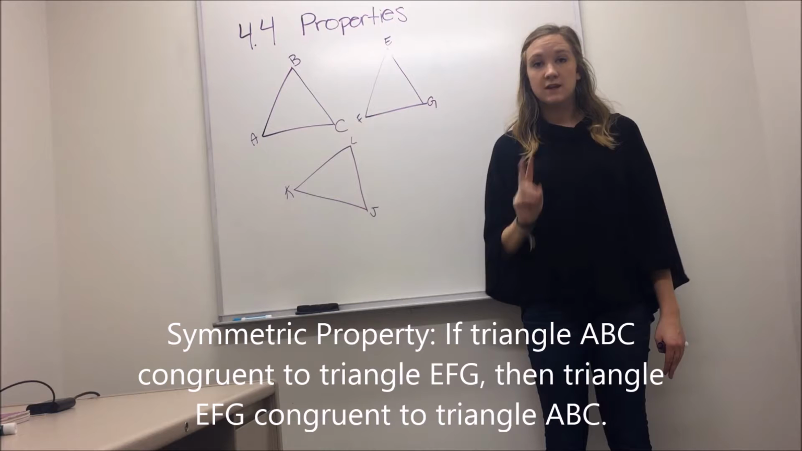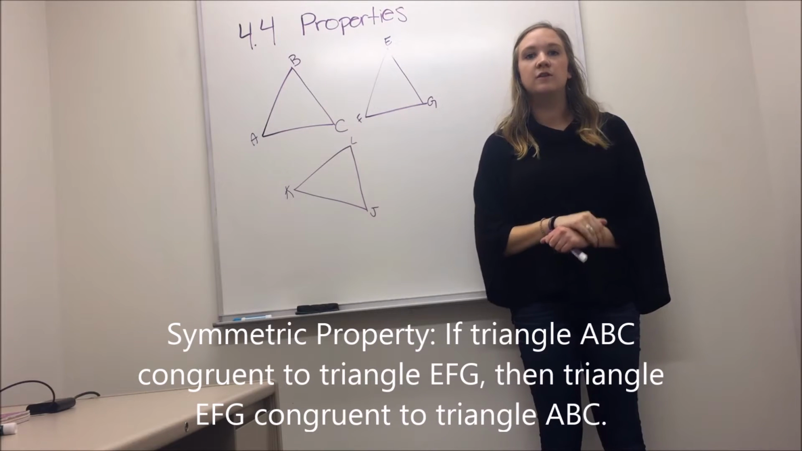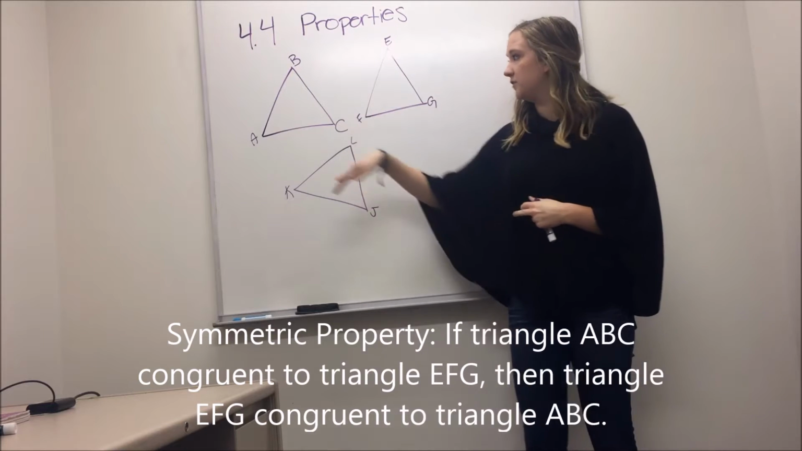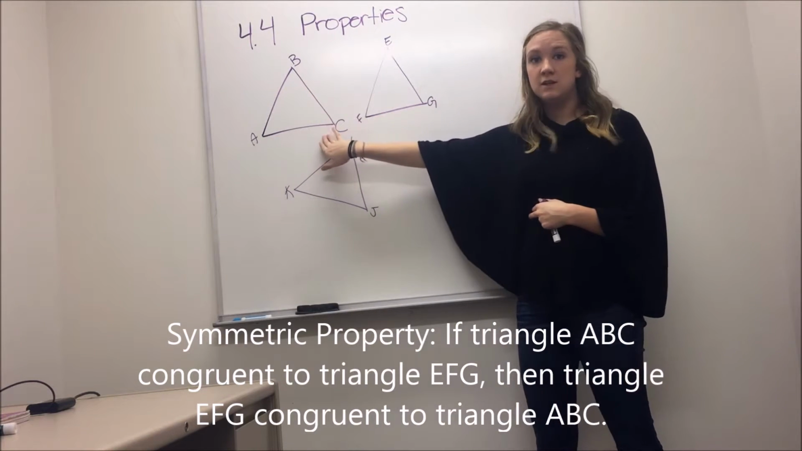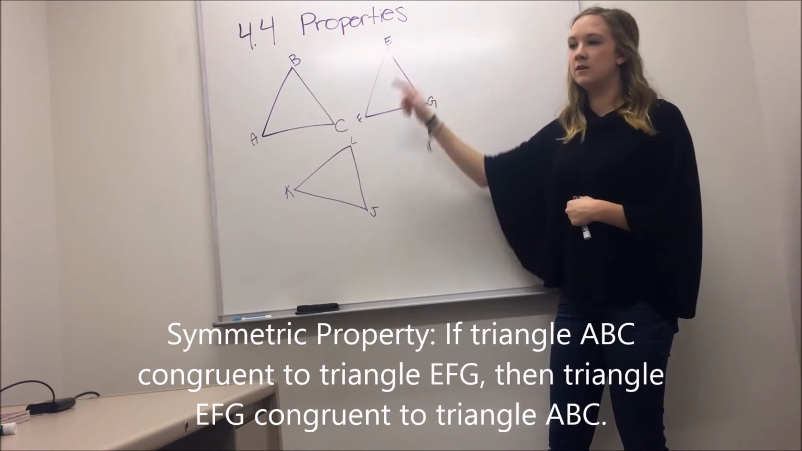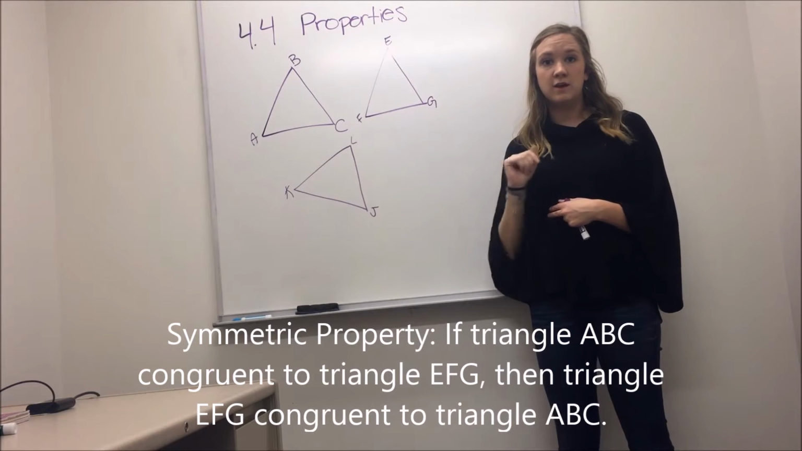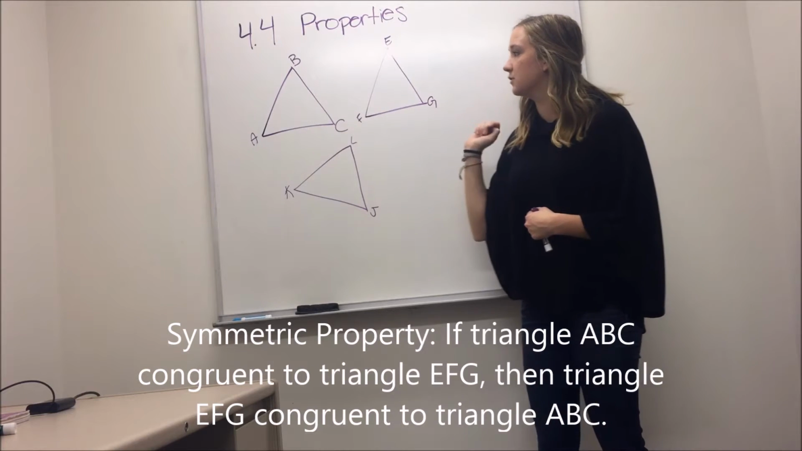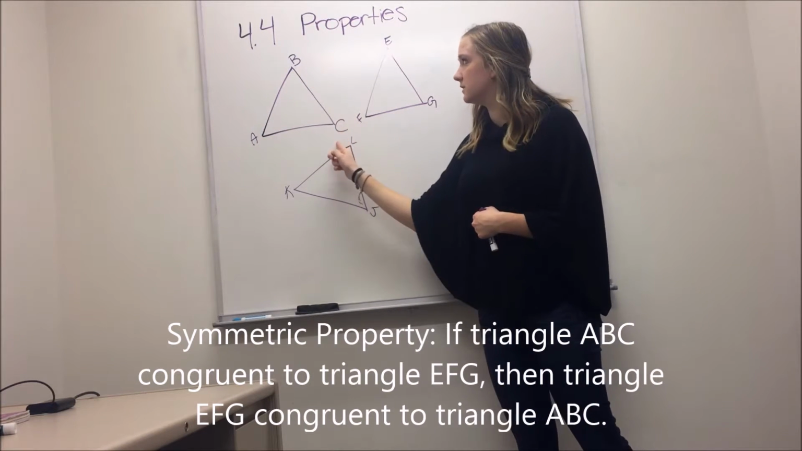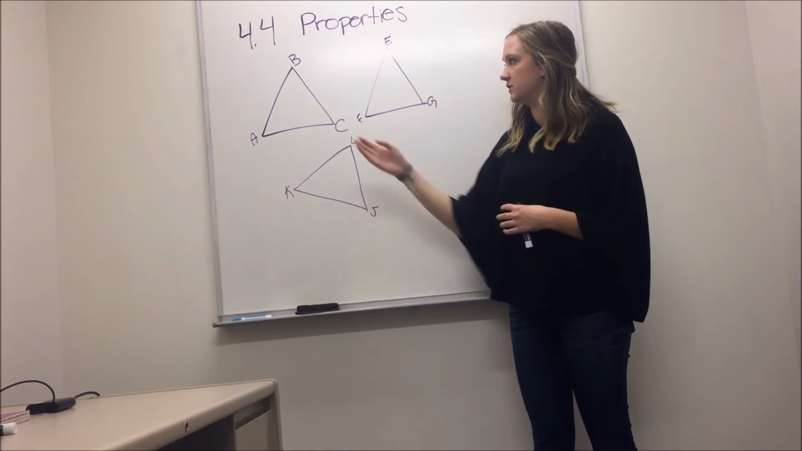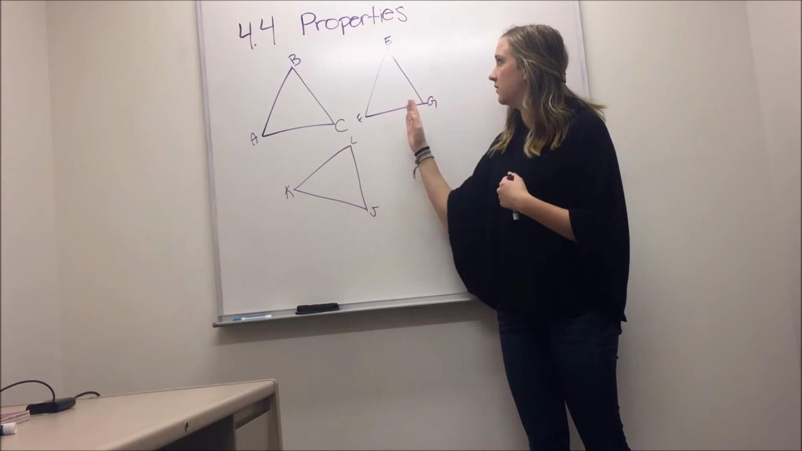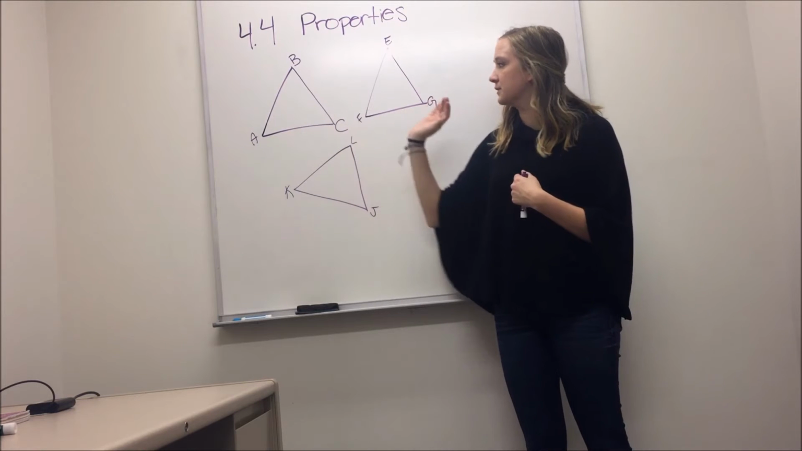The second property that you need to know is called the symmetric property. This property states that if triangle ABC is congruent to triangle EFG, then you can say triangle EFG is congruent to ABC. Also makes sense. If we're saying that these two triangles are congruent, we can flip-flop these things and say that this one's congruent to that one, and that one is congruent to that one.